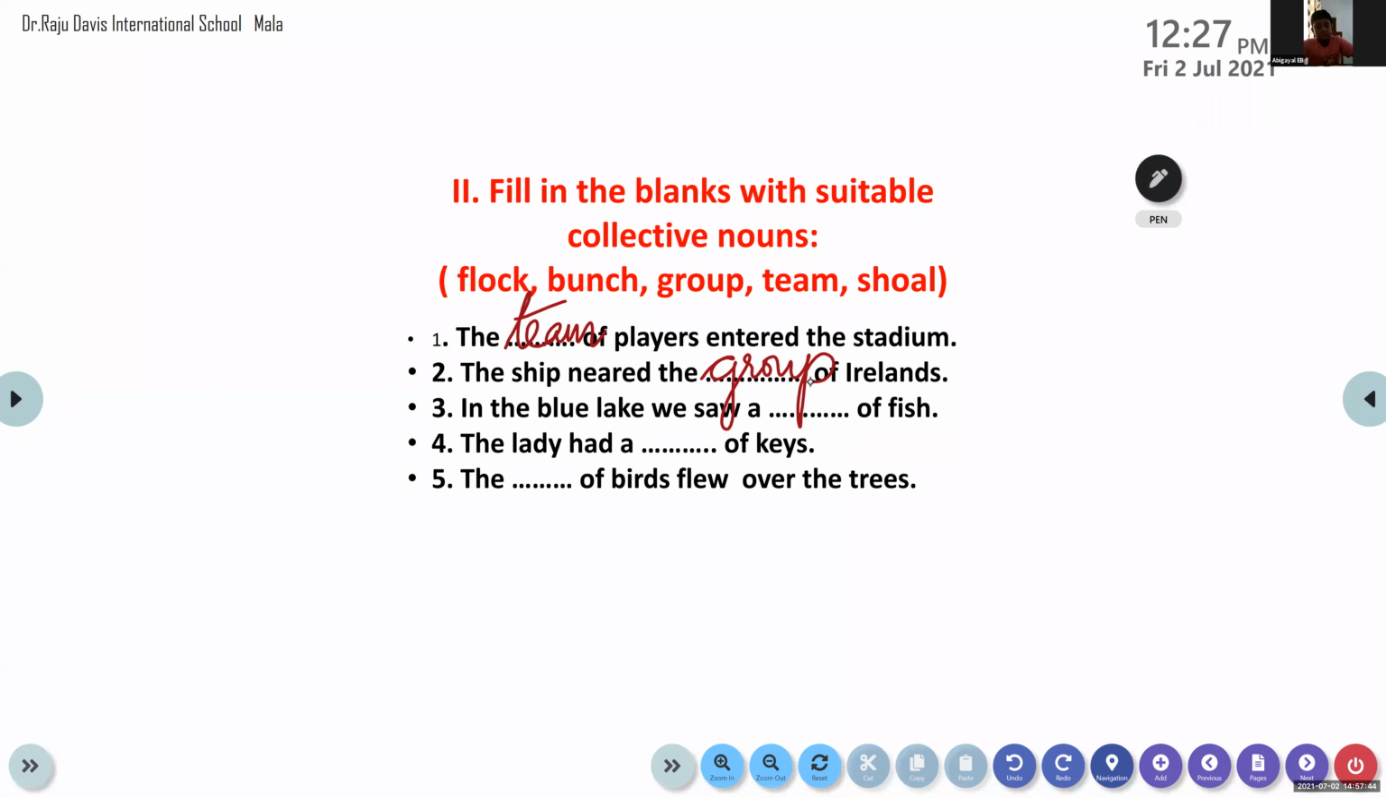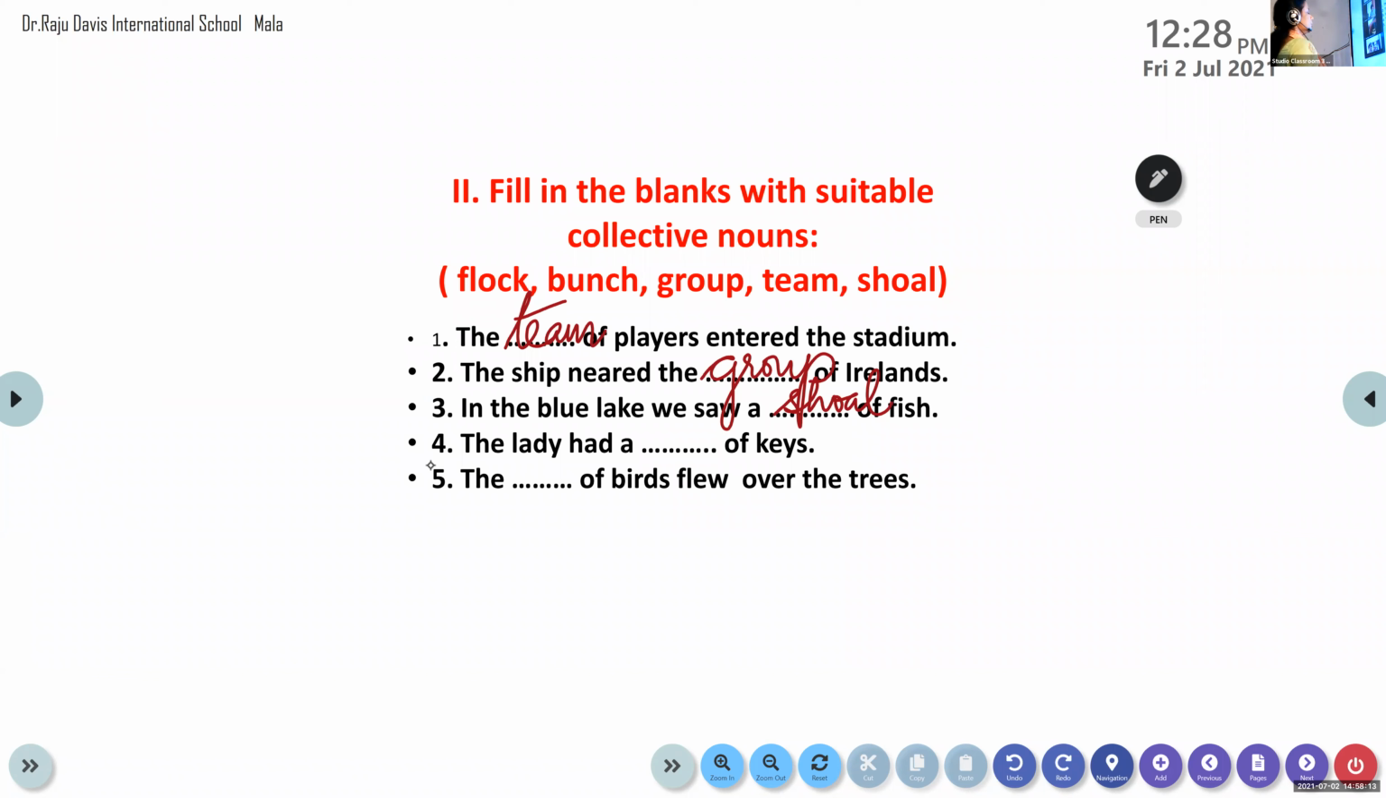Now we'll move on to the next person. Johan, do the next one for me. In the blue lake, we saw a dash of fish. What do we say for a group of fish? Shoal. Very good. It is shoal. I wanted all of you to please write it in your workbook. Shoal, SHOAL. Team is TEAM. Emmanuel, do the next one.